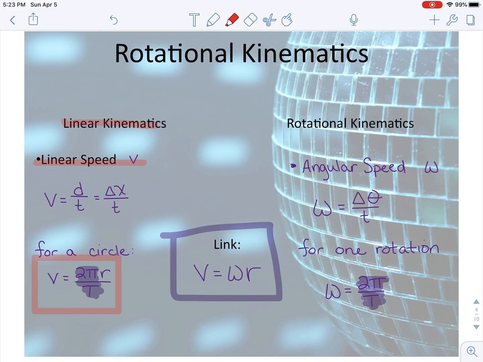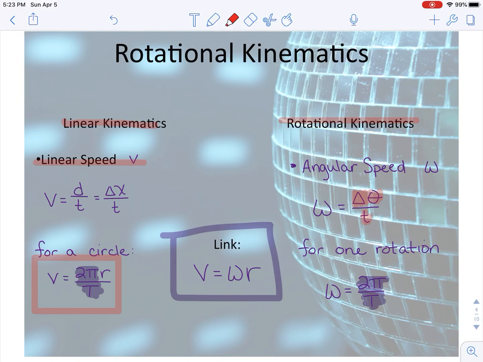When we look at rotational kinematics, now we're not looking at distance traveled. We're looking at how much angle is turned in a certain amount of time. So now what we're going to do is take that change in theta value, how much angle was turned, and divide by the amount of time that it takes to turn that much angle. If you divide those two values, you're going to get what's called the angular speed.